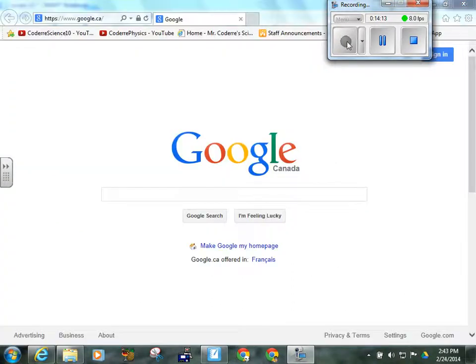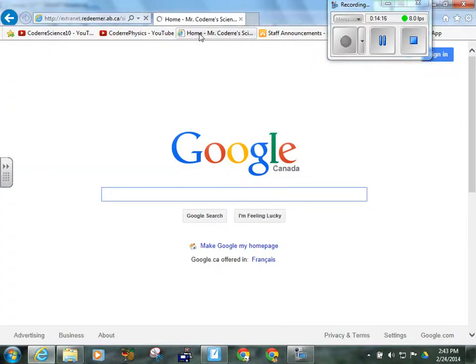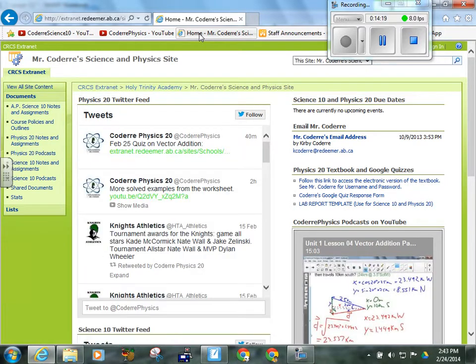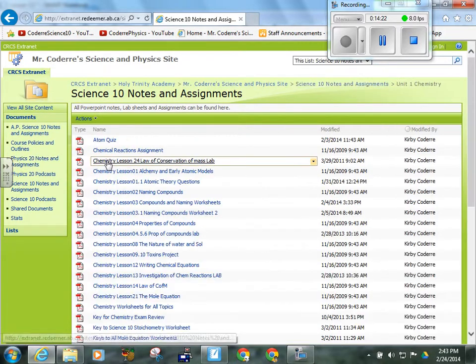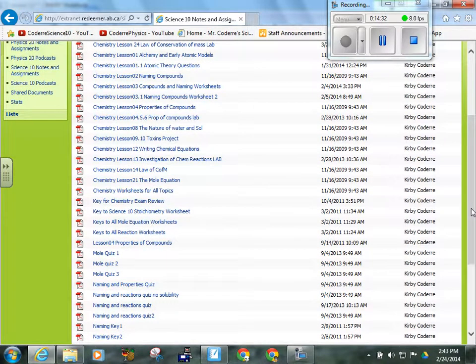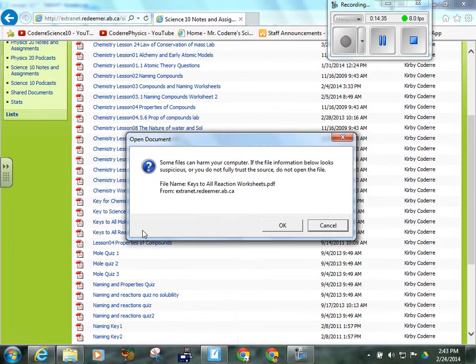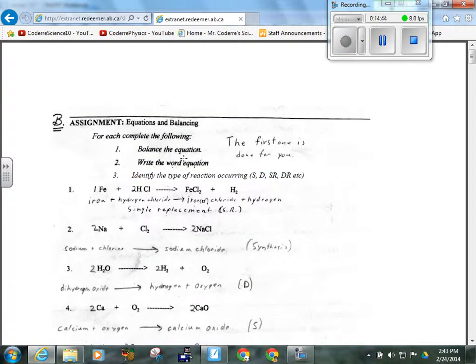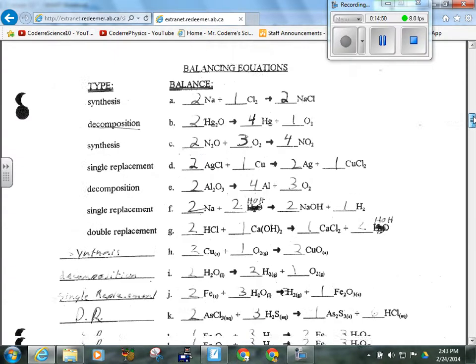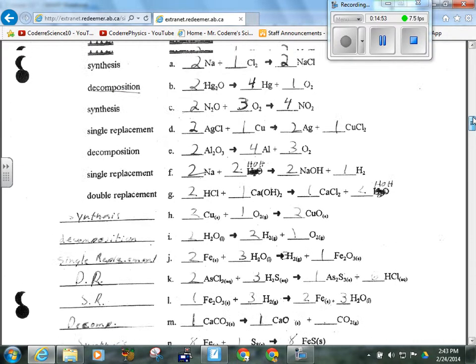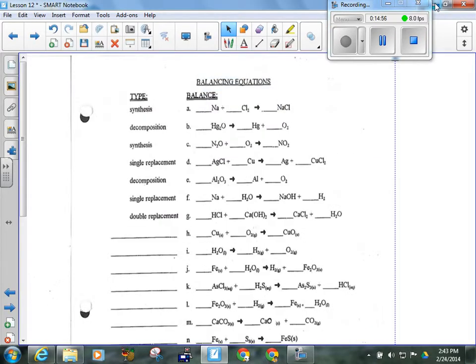Just so you're aware, guys, you can find the keys for this on my website, same as you can for anything else. Science 10 notes and assignments. Go into chemistry, and you'll see key to reaction worksheets somewhere a little further down. Keys to all reaction worksheets. If you click on that, the key for all the worksheets is there, so you can check as you go. That's the one you're working on right now. If you have your phone out, you can check that one and see how you're doing on it.